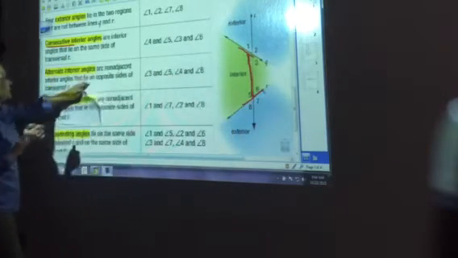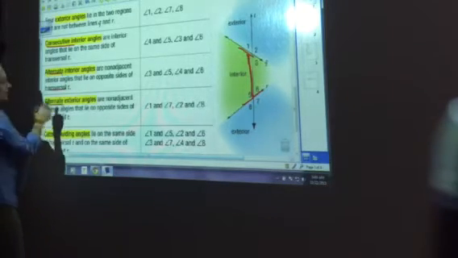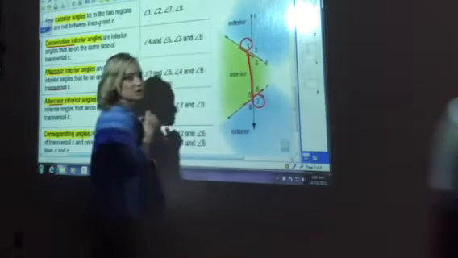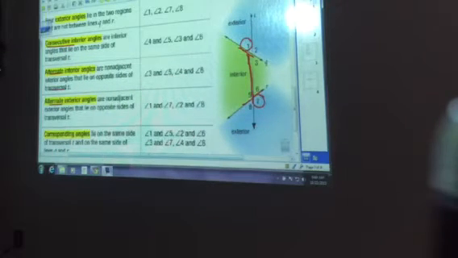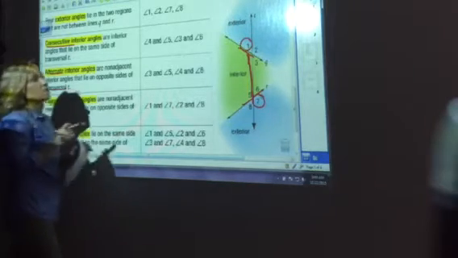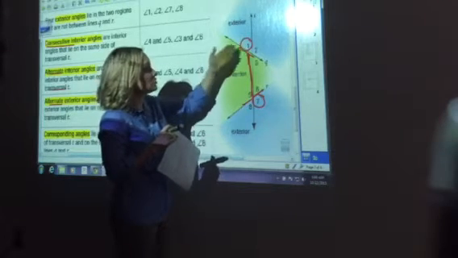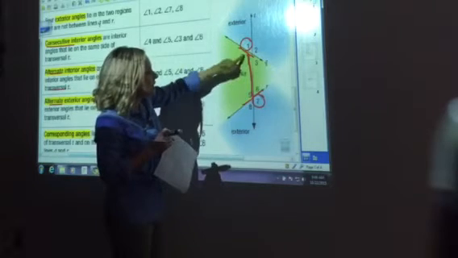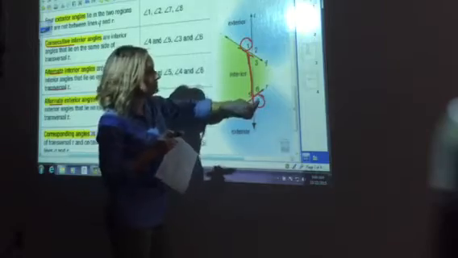Alternate meaning on opposite sides of the transversal. Okay? Alternate exterior is still on opposite sides, but this time we're looking at the outside ones. So 1 and 7 are alternate exterior, and 2 and 8 are also alternate exterior. Corresponding angles are angles that are in the same spot, okay? So that would be like 1 and 5. They are both on the left of the transversal, and they're on top of the two lines. So 1 and 5, 4 and 8, 2 and 6, and 3 and 7.